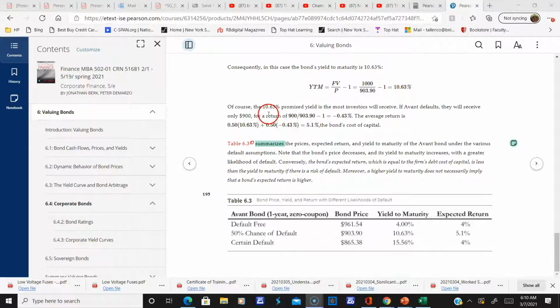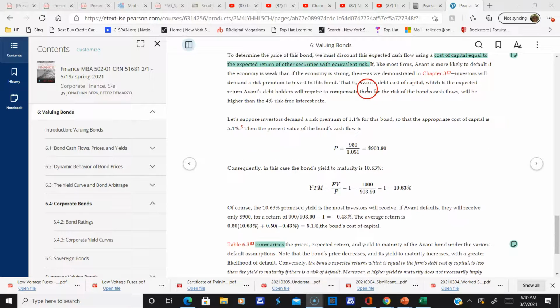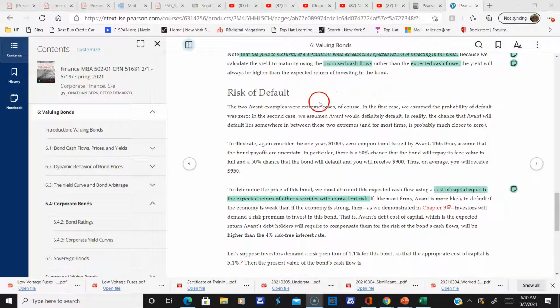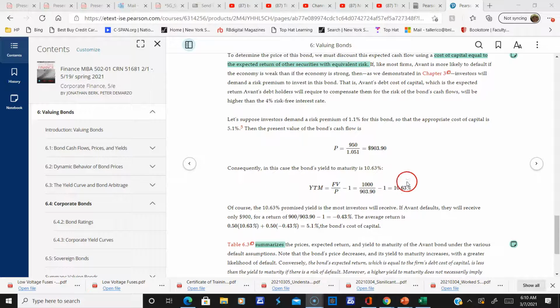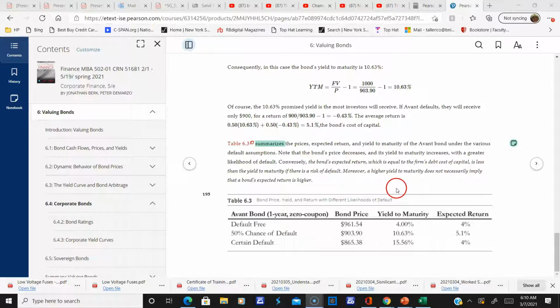Okay, so we priced out this bond here. We went through this example with the risk of default, right? Will the bond default? We came up with a couple different interest rates for a couple different scenarios, right? One was 10.63, and we said default free it was 4. And with a certain default it was 15.56.